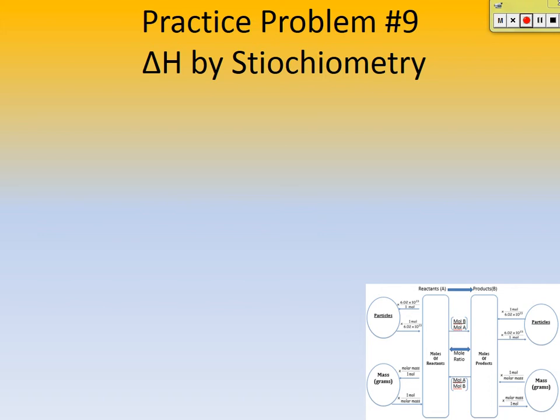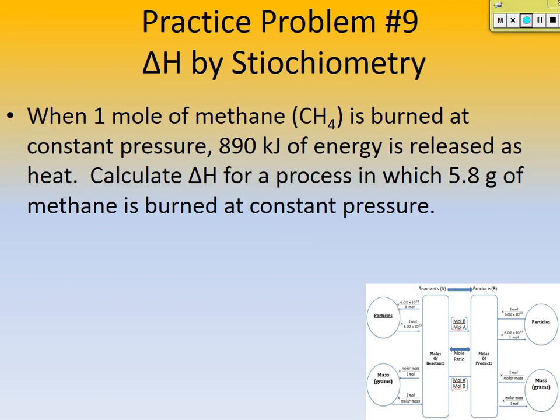So practice problem number 9. I hope that you're following along in your notes. Here we go. It says, when 1 mole of methane is burned at constant pressure, 890 kilojoules of energy is released as heat. Calculate delta H for a process in which 5.8 grams of methane is burned at constant pressure. When I read a question like this, I like to underline what it's giving us. It says when you have 1 mole, it releases 890 kilojoules of energy as heat. It wants us to calculate delta H for a process in which 5.8 grams of methane is burned.